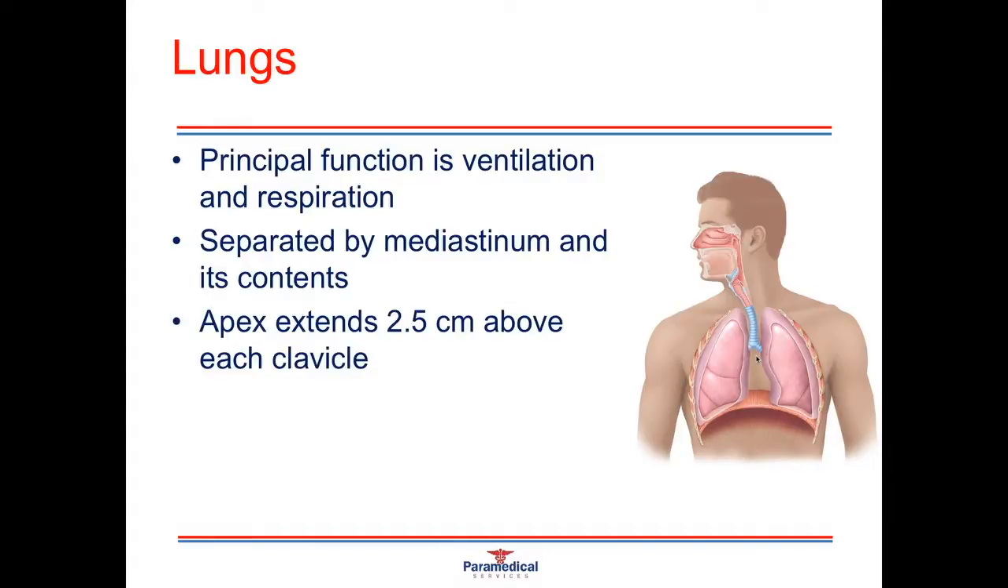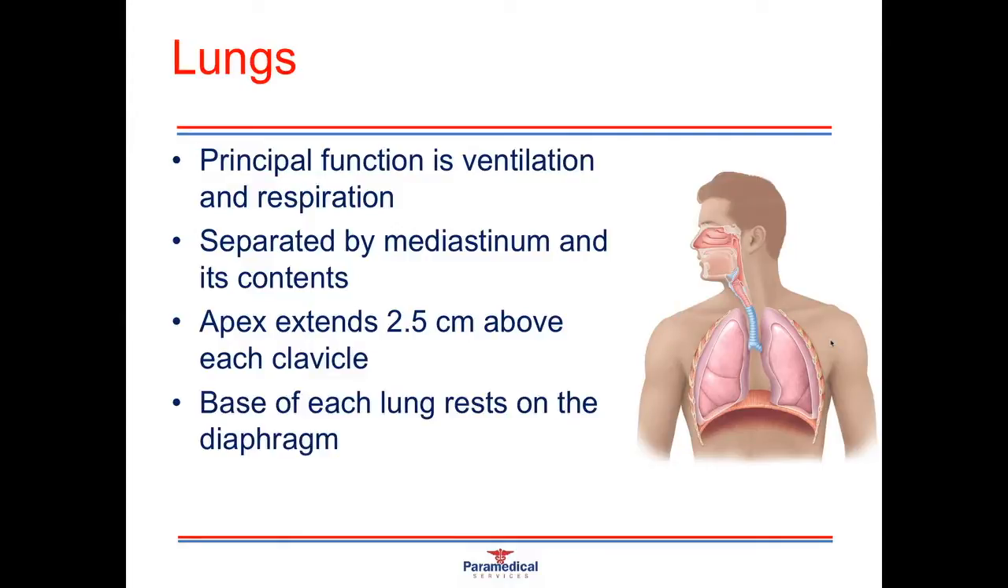The apex of each lung, so the very top portion of the lung, extends quite high during respiration. So when we take a nice deep breath in, the top of the lung can actually extend to about 2.5 centimeters above the clavicle or the collarbone over here. So the lung moves very high up when we're taking a deep breath, and each lung is cemented or attached onto the diaphragm, which is one of the major muscles of respiration.